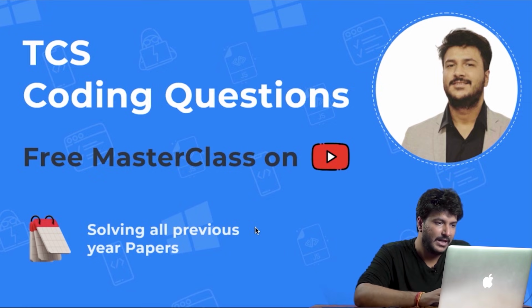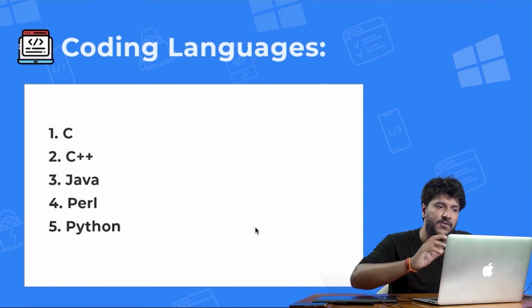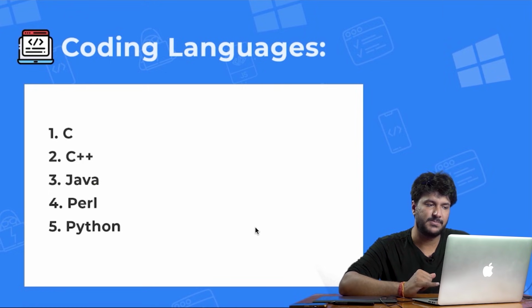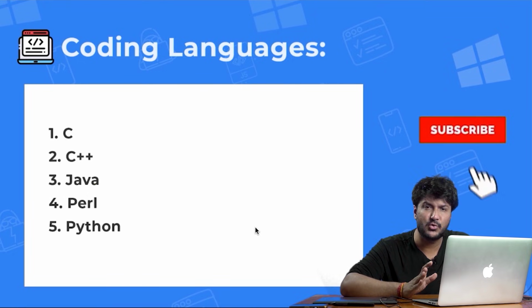So we'll begin. First of all, which coding languages can you use in the TCS exam? You can use C, C++, Java, Perl and Python. These are the 5 languages that are given by them. However, maybe 1 or 2 languages could be added this year.